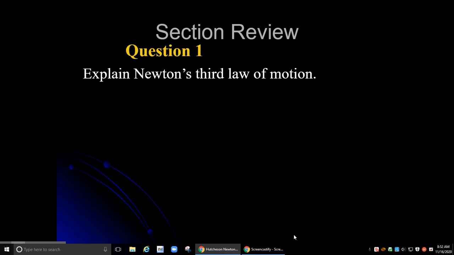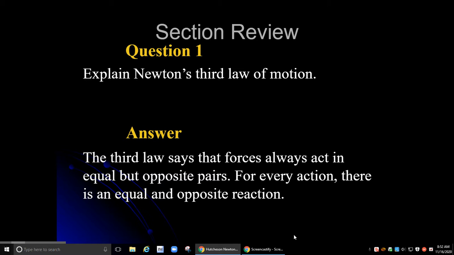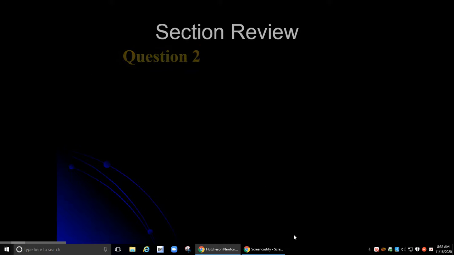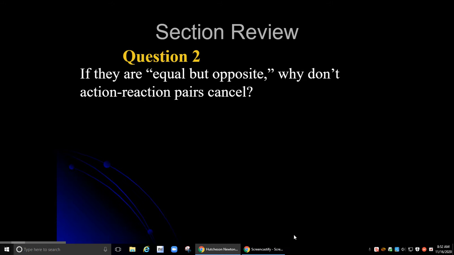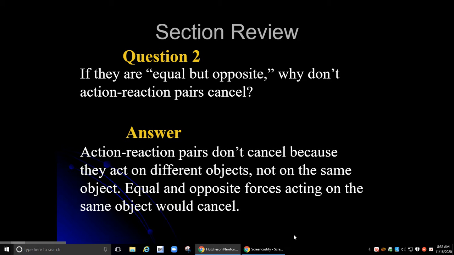So again, as we review explaining Newton's third law of motion, it states that forces always act in equal and opposite pairs, and for every action there is an equal and opposite reaction. And if they are equal and opposite, why don't action-reaction pairs cancel? The reason for that is because they're acting on different objects, and those different objects have different masses.